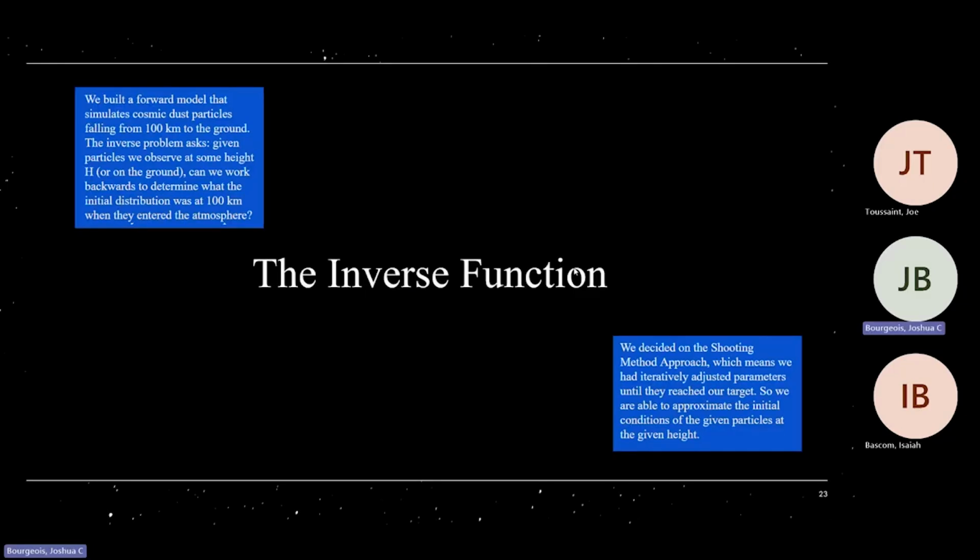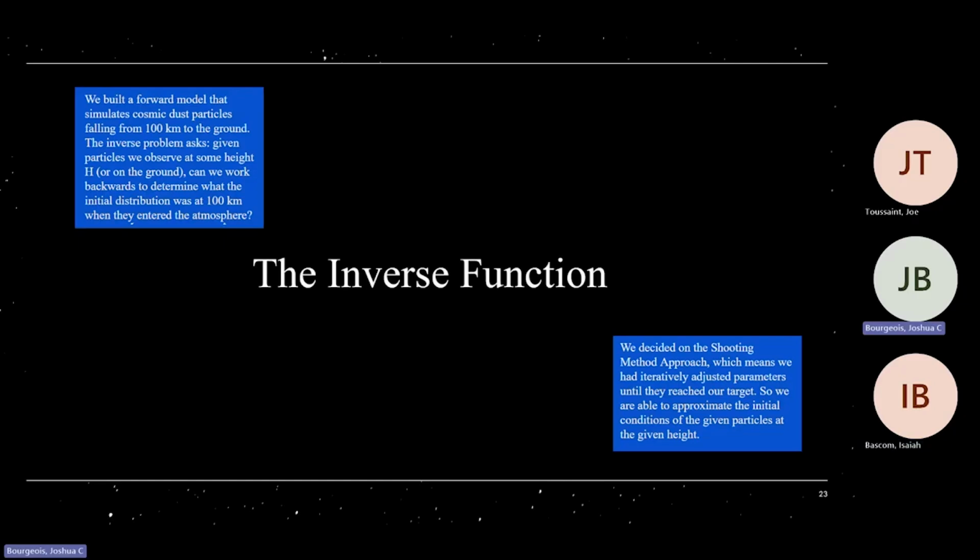And for the inverse function, what we did was a shooting method approach. Basically, what that means is that we had a target that we wanted to reach, and we basically iterated initial parameters until we reached the target that we wanted. And we built a beautiful inverse function that's similar to what we had in the GIF earlier, but backwards. And it turns out to be pretty nice because we get pretty similar results when going backwards.